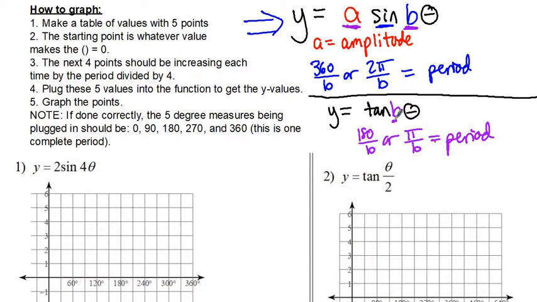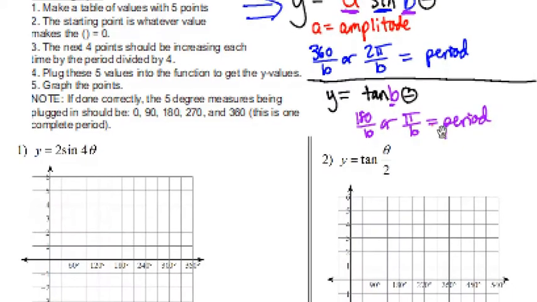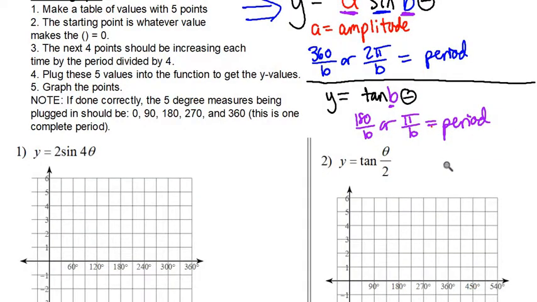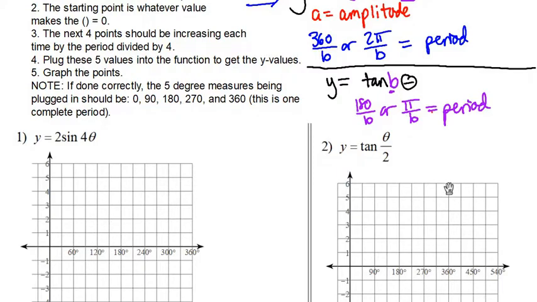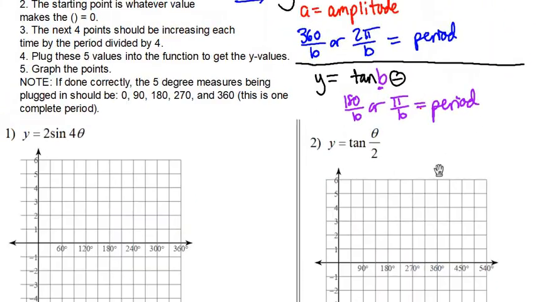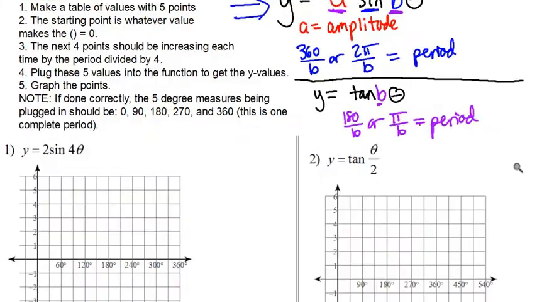Tangent doesn't really have an amplitude because, you might remember from the previous video, tangent just goes up and down forever. So it's not like it really has a height, although it does have a period. Okay, so our procedure is still the same. We're still going to do these 5 things, make a table of values, pick our starting point, and so on. We'll do that at least for sine and cosine. Tangent will be slightly different. For tangent, really what we want to do is find the asymptotes. Alright, so let's start by dealing with the sine.